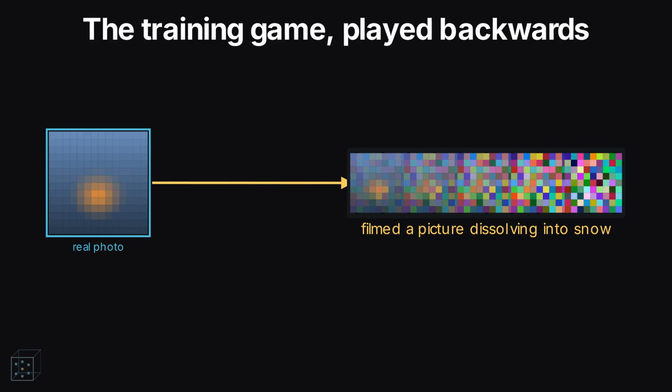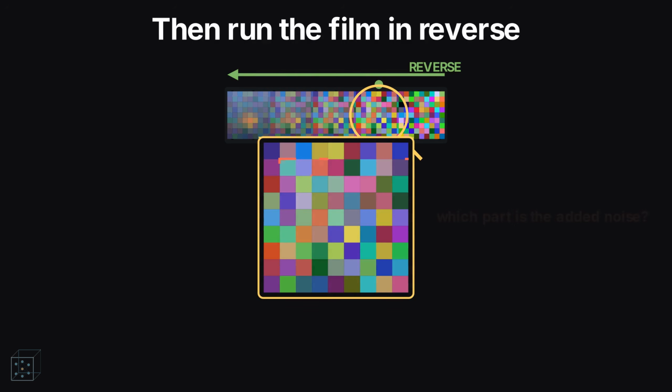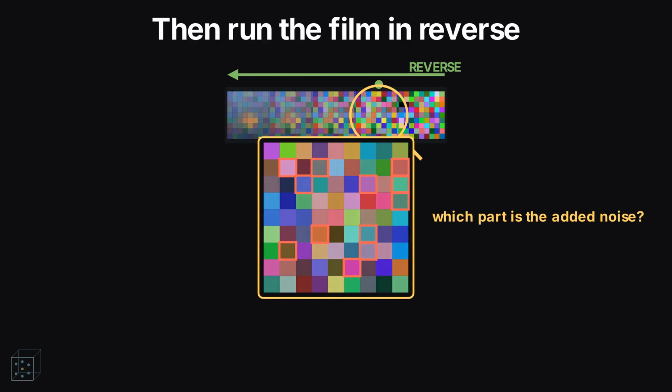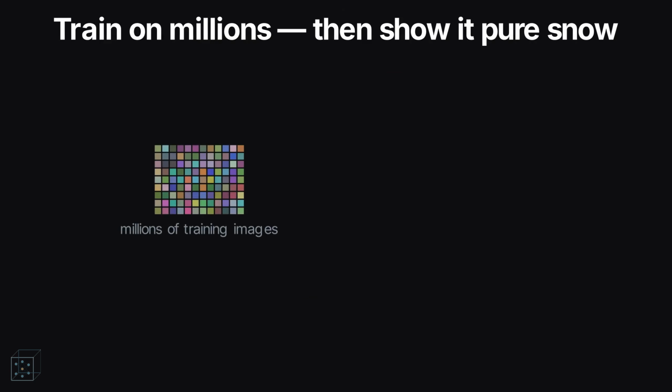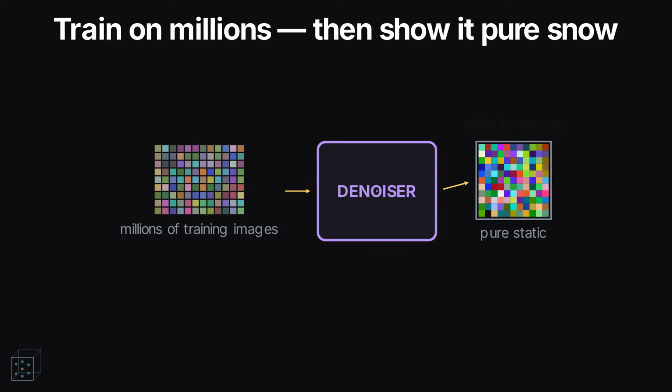You filmed a picture dissolving into snow. Then you run the film in reverse. At every frame, you show the model the noisier version and ask it one simple question: which part of this is the noise I just added? Point to the junk. Do this across millions of images, and the denoiser gets eerily good at one thing: look at any noisy mess and estimate the static hiding the real picture. Show it pure snow, and it will confidently point to almost all of it as noise to remove.